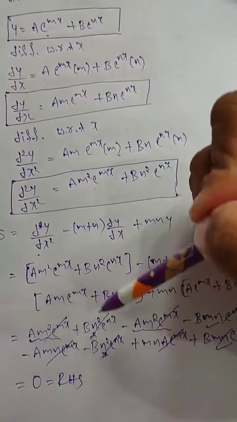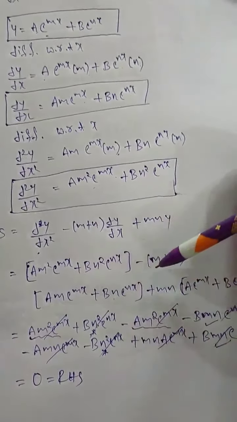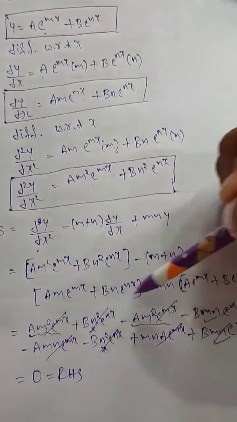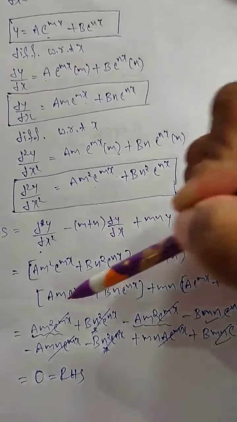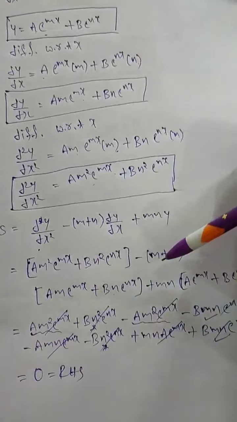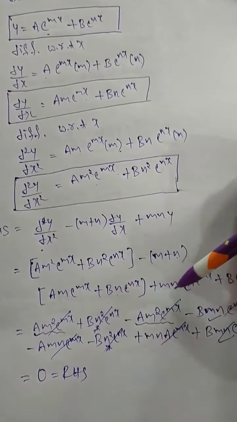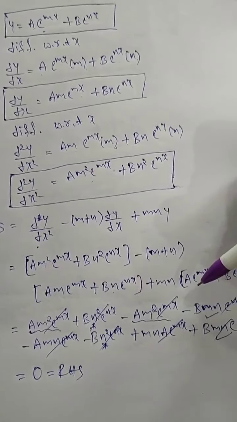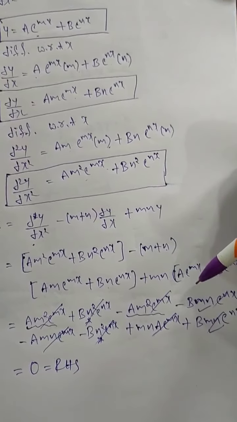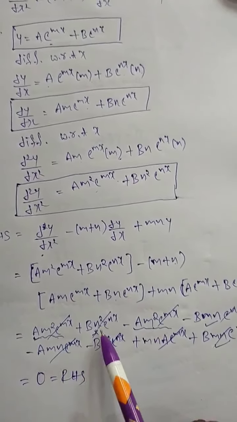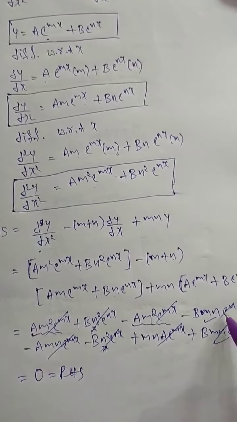So see here: am square e to the power of mx plus bn square e to the power of nx. Then minus, multiplying, we get am square e to the power of mx, bmn e to the power of nx, amn e to the power of mx, and bn square e to the power of nx. If you multiply mn inside the bracket, we get amn e to the power of mx plus bmn e to the power of nx. So the wave mark term, this term and this term are cancelled, the star mark terms will be cancelled, the right mark terms cancel, and we are left with the two terms, which are also cancelled. We are left with 0, which is equal to RHS.